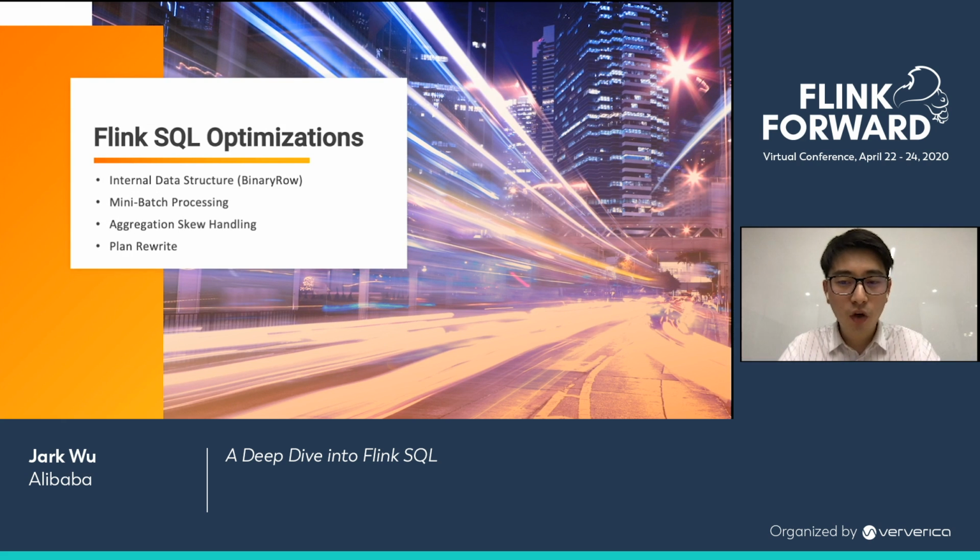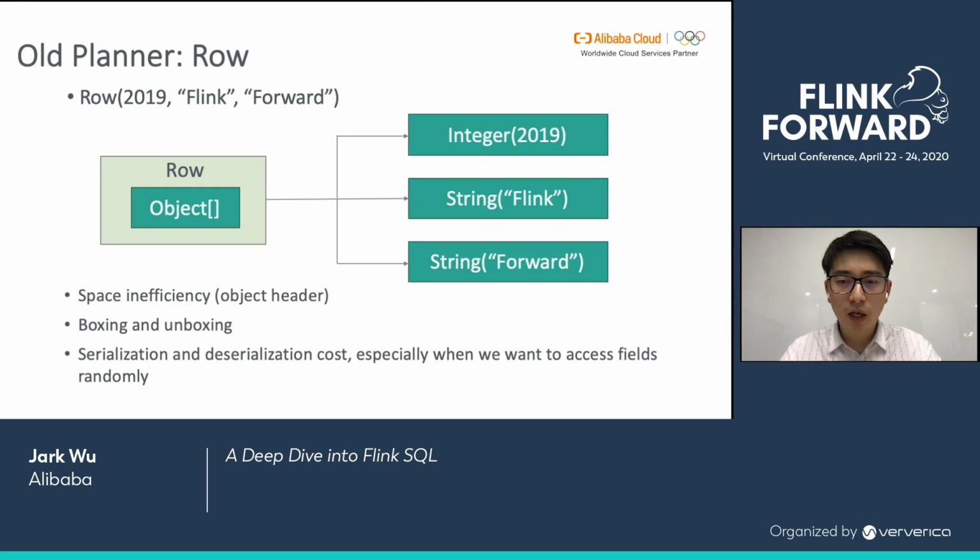Okay, let's talk about some major optimizations in Flink SQL. A universal performance improvement in Flink SQL is the internal data structure. In the older planner, the most widely used data structure is Row. All the top-level records that are traveling through the Flink SQL pipeline during runtime are Row instances. And also many state structures are using Row.